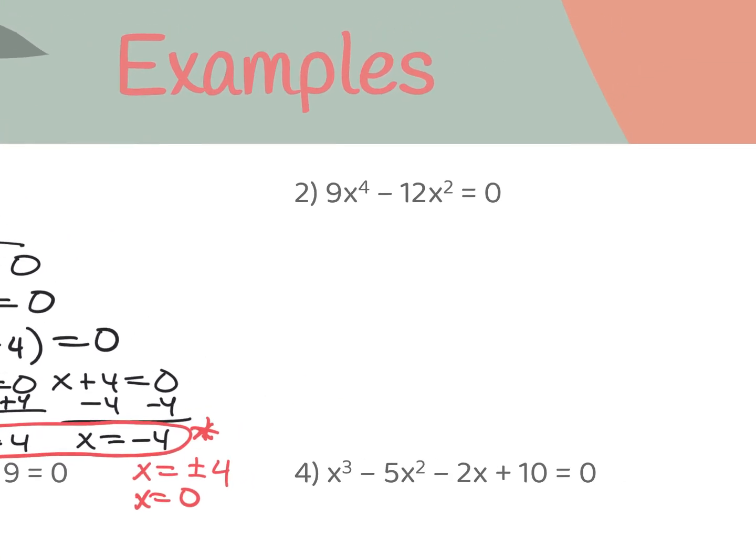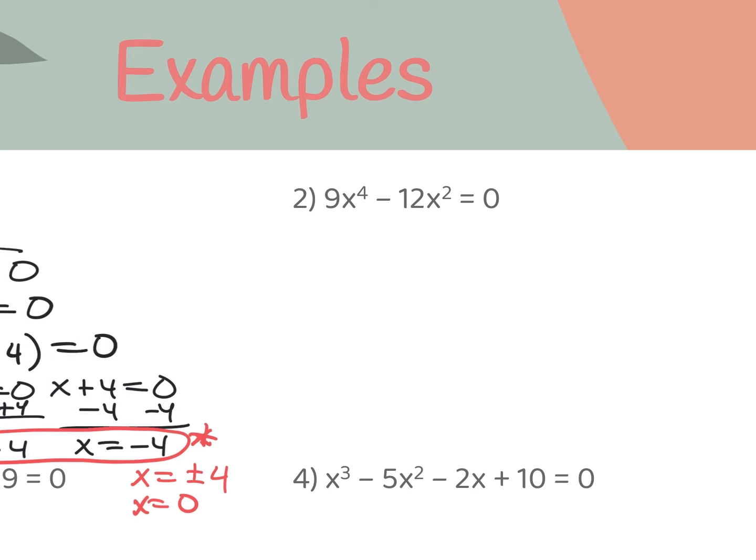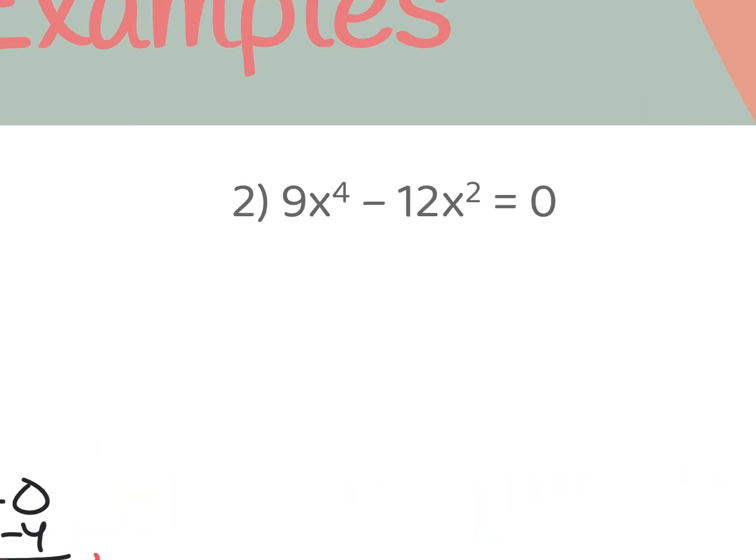All right, next. Again, it's already set equal to 0. Always, always, always look for a GCF first. So I'm going to divide both of these by 3x squared again.